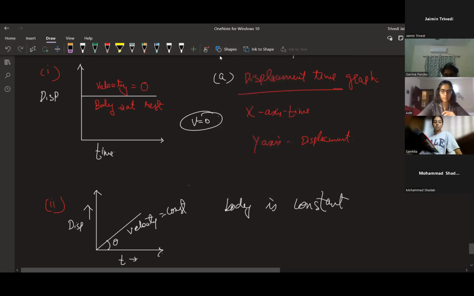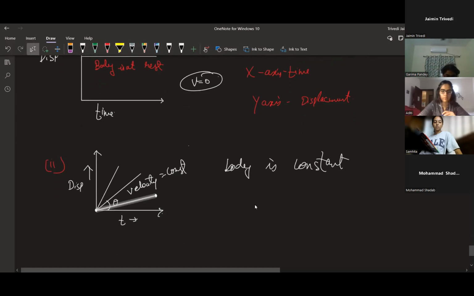Then what will be the difference if I draw a line here and one more line here? These lines show how quickly it is traveling. So for that, what do we need here? We need the velocity, the slope. To find velocity, yes, we need the slope. So how do we find the slope? Greater the slope, higher the velocity.